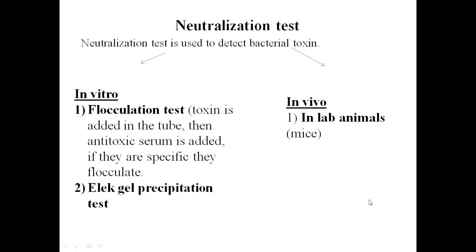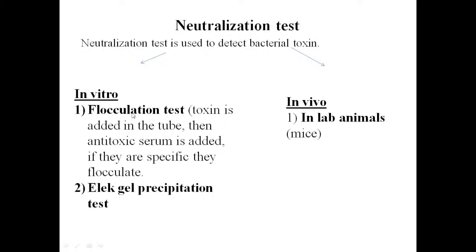Neutralization test is used to detect bacterial toxin. I've said that in precipitation test we detect soluble antigen. Soluble antigen may be protein or toxin. So for detection of toxin, we use neutralization test of toxin by antitoxic serum. There are two variants that may be used to detect bacterial toxin. The first one is made in vitro in the tube.